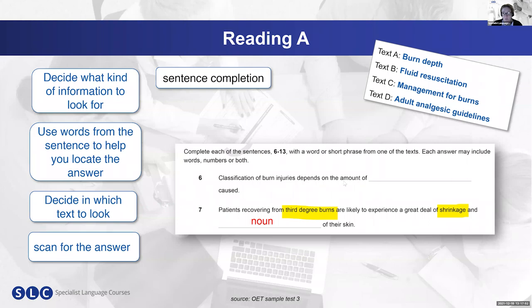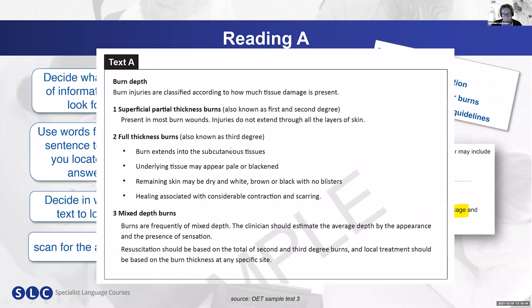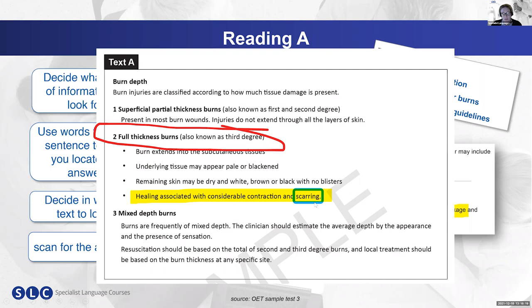And which text do we think it's going to be in? Probably text A, because it had the different classifications of the burns. So let's take a look. Here we've got full thickness burns, also known as third degree. And we're looking for a synonym of shrinkage. And we've got contraction. And so the other word is scarring. Yeah, healing associated with considerable contraction, so shrinkage and scarring.